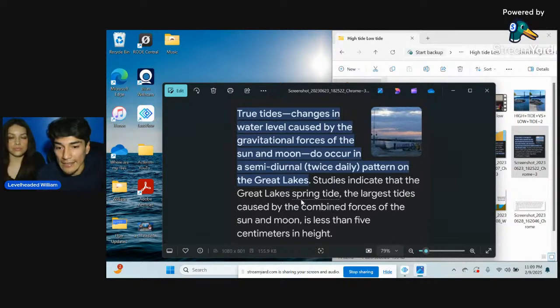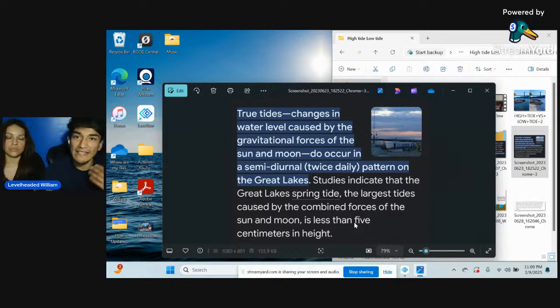Studies indicate that the Great Lakes spring tide, the largest tides caused by the combined forces of the sun and moon. Again, we understand that the sun and the moon don't affect the Earth with gravity. That pulling force of gravity doesn't exist. Just a theory. So again, we understand that the force of the Earth is the push of the Earth. So the tide caused by the combined forces of the sun and moon is less than 5 centimeters in height. So again, it's very minute in the lakes, but they're still affected. Again, the Great Lakes are still affected by the high tide and the low tide, by the reorientation of water or the vector of the Earth. But again, the smaller the body of water, the less that they're going to be affected.